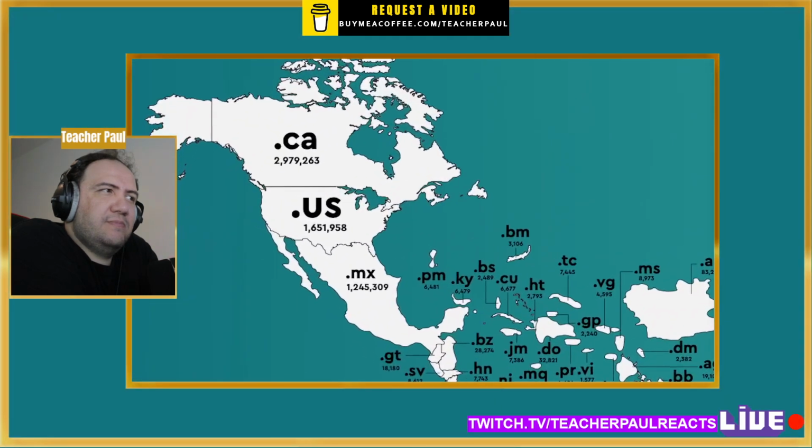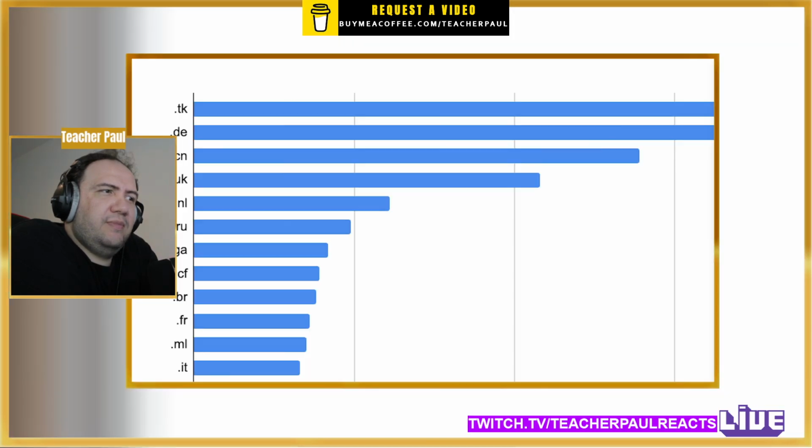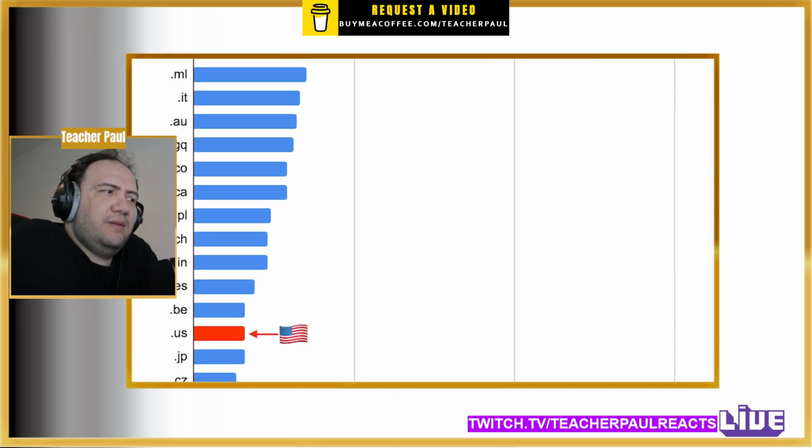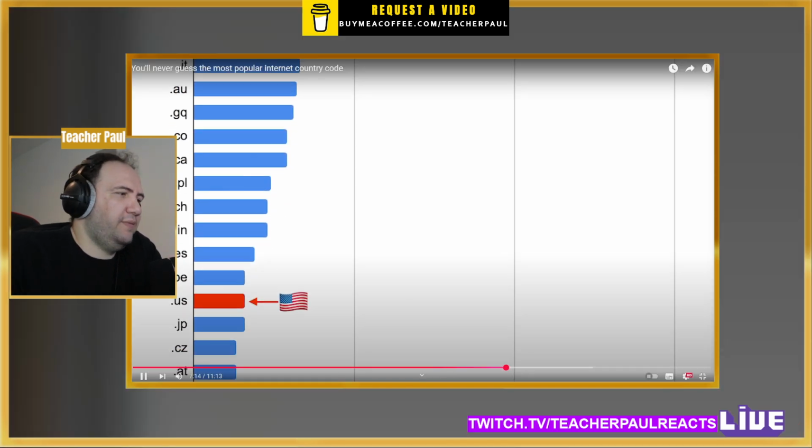But what makes this map truly fascinating is the anomalies that don't make obvious sense. Such as the USA. Why is the world's largest economy so shrivelly small? .us is, surprisingly, one of the developed world's least used ccTLDs.